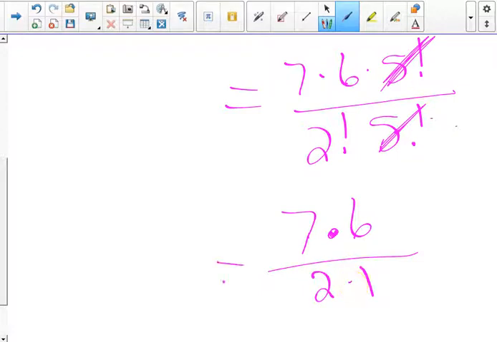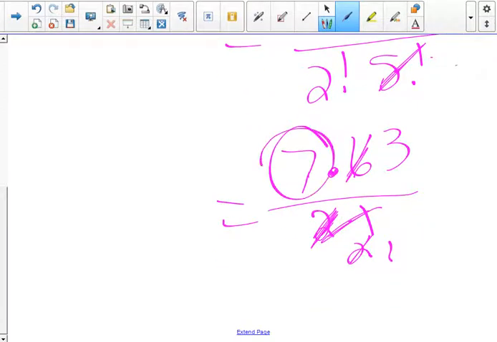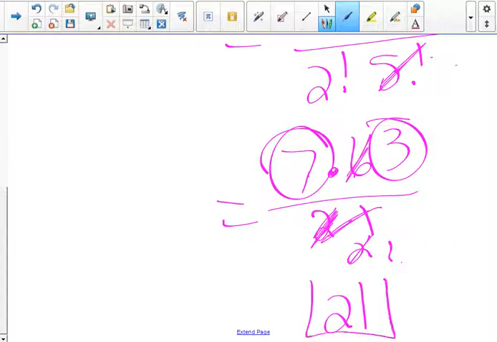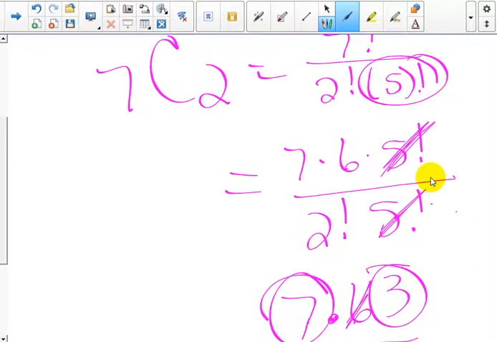Well, again, I can clear this out. 2 times 1 is just 2. And 2 goes into 6 3 times and into itself 1 time. So I'm left now with 7 times 3 over 1, which is just 21. And that's your answer. We have 21 different ways to represent that.